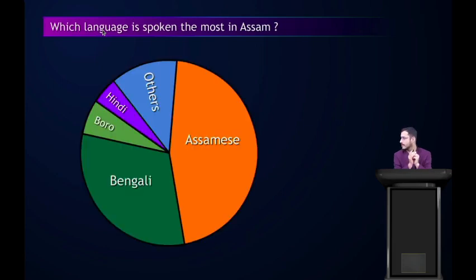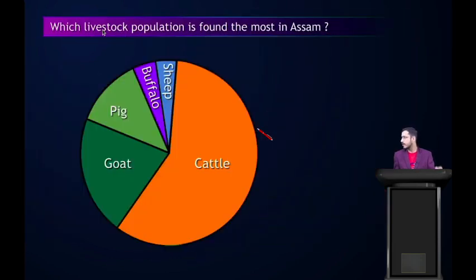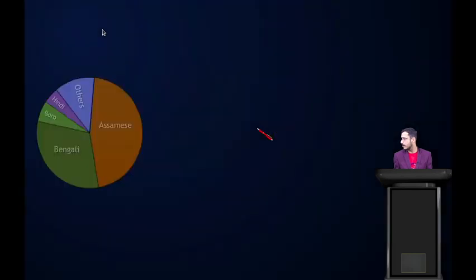Now here you can see data handling. Which language is spoken the most in Assam? You can see the pie chart here. Which sector contributes the most towards the Assam state economy? You can see the pie chart here. Which livestock population is found the most in Assam? Can you tell me? Yes, you can see the portion of cattle is so large.